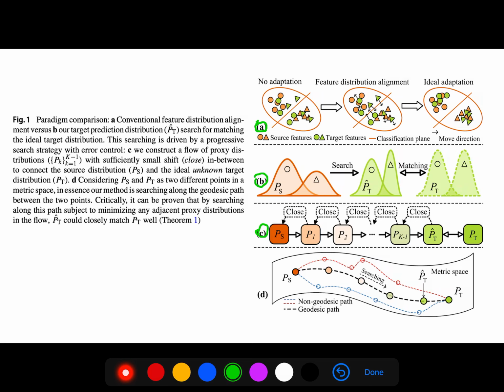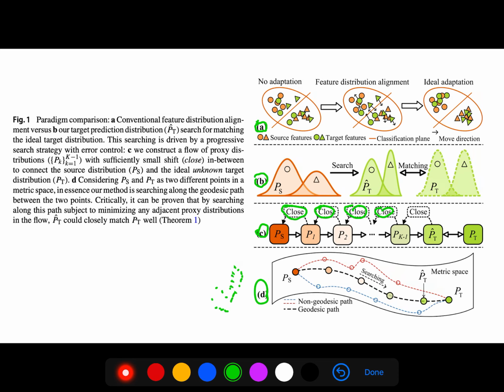But in C, we construct a flow of proxy distributions with sufficiently small shift. So their shift is very close. Shift from here to here is very close. Again, very close. So we are moving in a path. It may come back to the original as well.